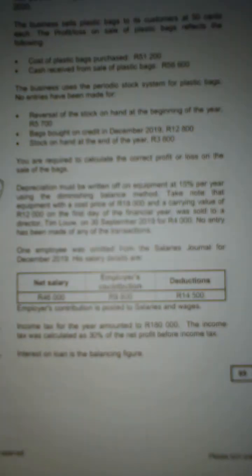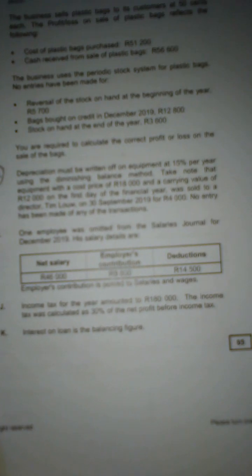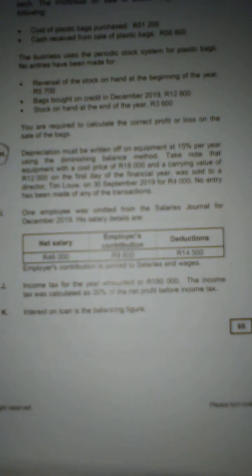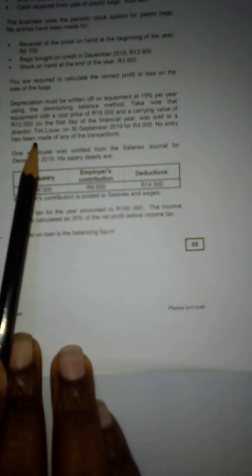Let's go back to information A. For B, there's a disposal at carrying value, the disposal on the equipment, where we are supposed to use the information that is given in H. There is a disposal that took place. There's an asset that was sold. We need to find out how much was the cost price for the asset that was sold. The cost price here, they said, is 18,000, and then the carrying value was 12,000 on the first day of the financial year, and it was sold to a director.